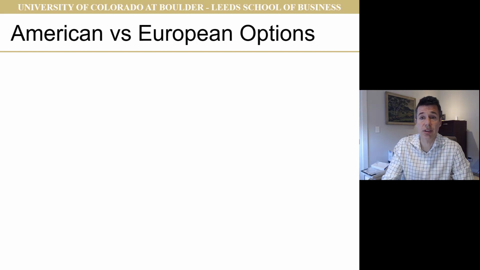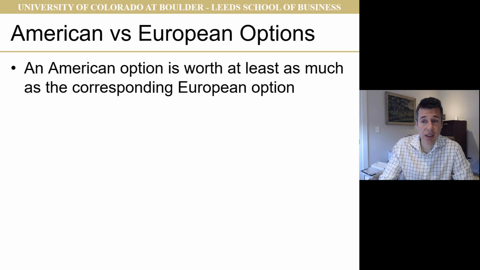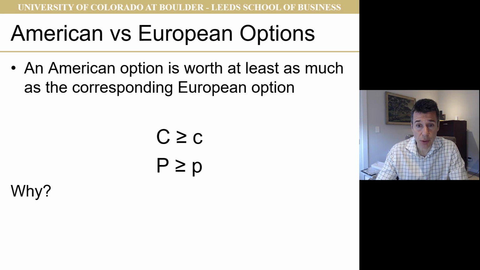First, American versus European options. An American option is worth at least as much as the corresponding European option. Corresponding here means the same underlying asset, the same strike, the same maturity, and it's a call or a put. So American calls are worth at least what European calls are worth, and American puts are worth at least what European puts are worth. This is true because an American call option has the same exercise opportunities that a European call option has, and then some.